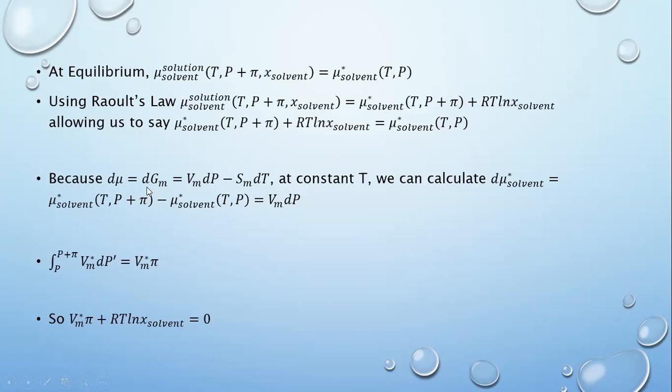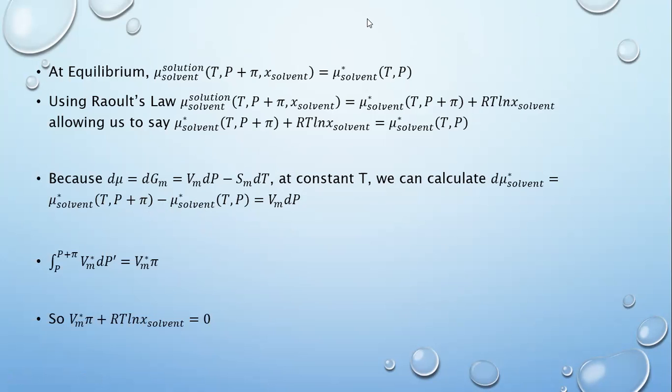Now, because the chemical potential is equal to the molar Gibbs, and Gibbs is a function of pressure and temperature, and we only look at osmotic pressure at a constant T, we can calculate this for that changing pressure. And we go from pressure to pressure plus the osmotic pressure. Set that equal to Vm dp. So integrating that from P to P plus pi, you get, let's annotate that.